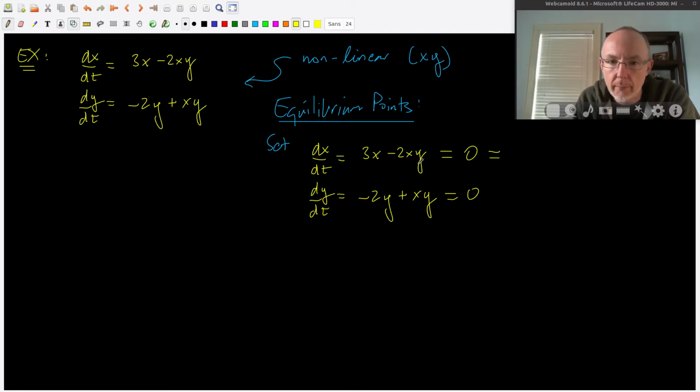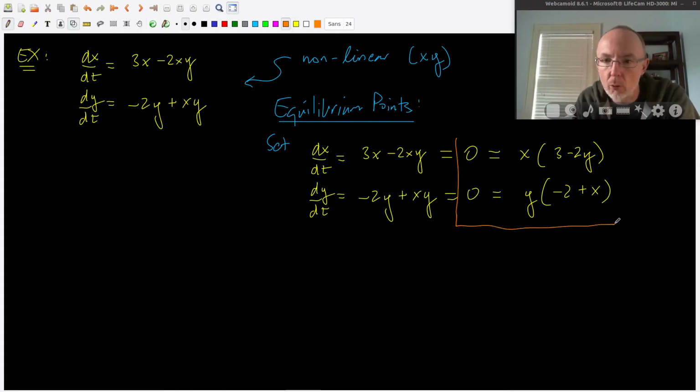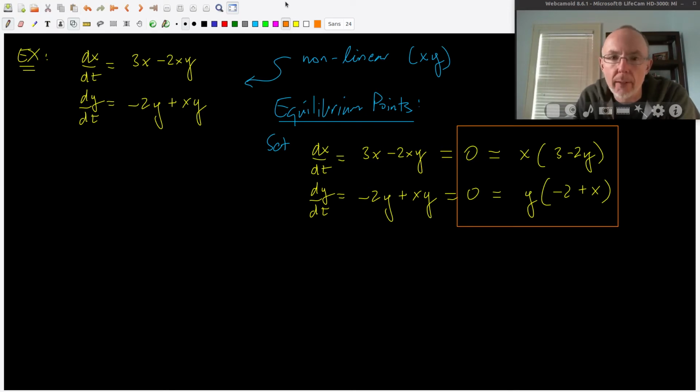In fact, I'm going to factor them, because notice I can pull an x out from that first one. So this is x times (3 minus 2y). And from the second one I can pull a y out. This is y times (minus 2 plus x). And so the system I'm going to think about solving is the factored form over here. So we've got two equations to work with here. Take whichever one you like.